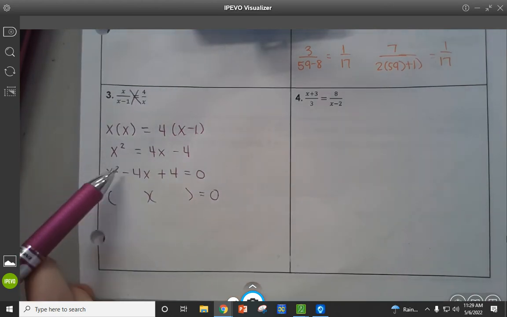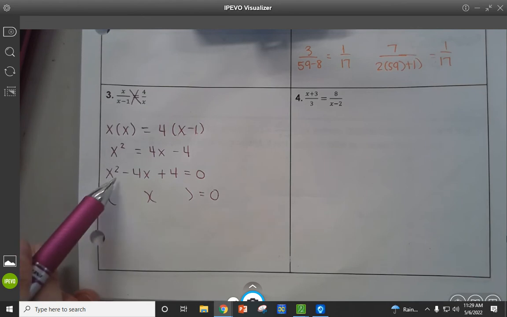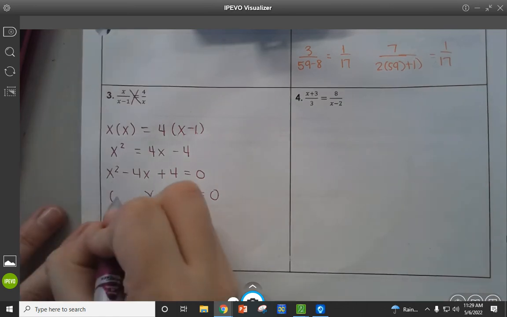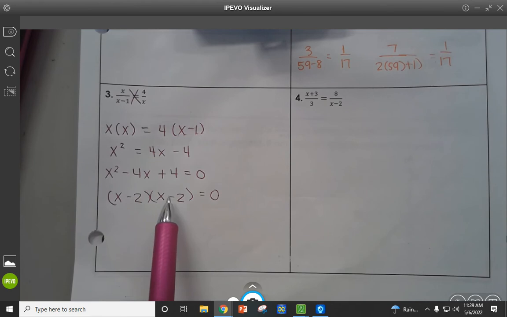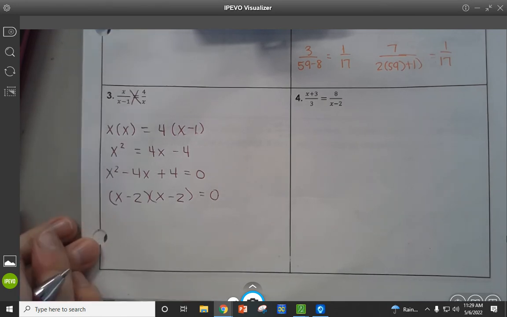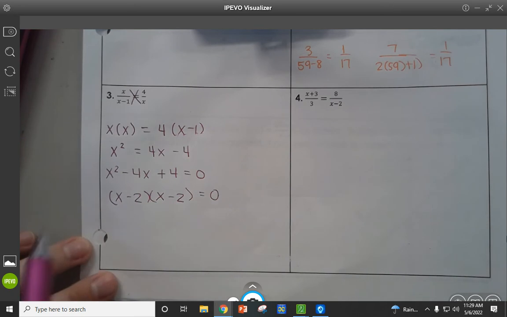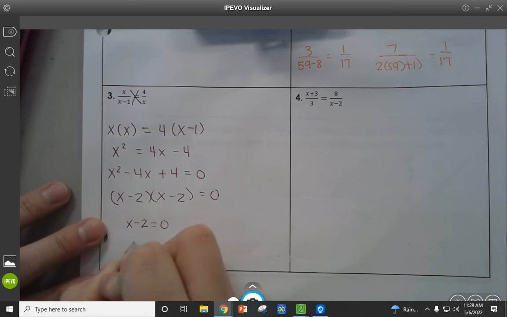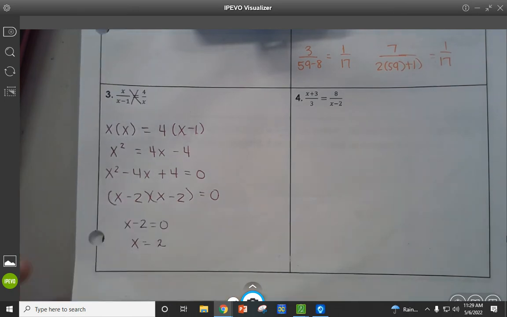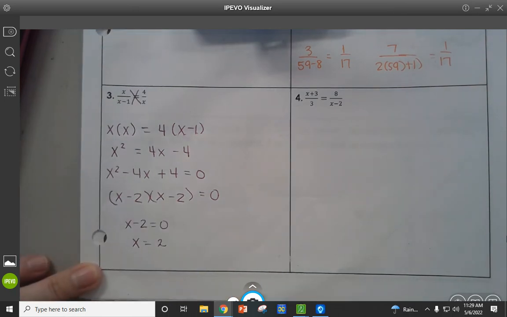How does this factor? Not x equals, it's going to be x minus 2 in parentheses. This factors into x minus 2, x minus 2. And then we set those individually equal to 0. But since they're the same thing, you don't have to do it twice. We get x equals 2.